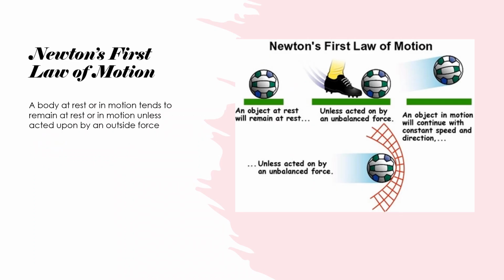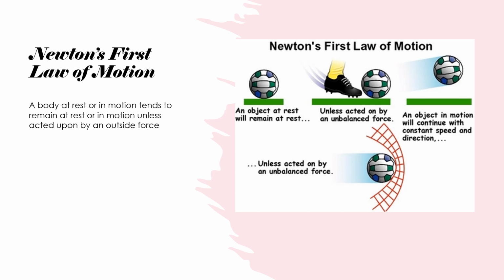Newton's first law of motion, also known as the law of inertia, states that an object at rest will remain at rest and an object in motion will continue moving with a constant velocity in a straight line unless acted upon by an external force. This law describes the concept of inertia, which is the tendency of an object to resist changes in its motion.